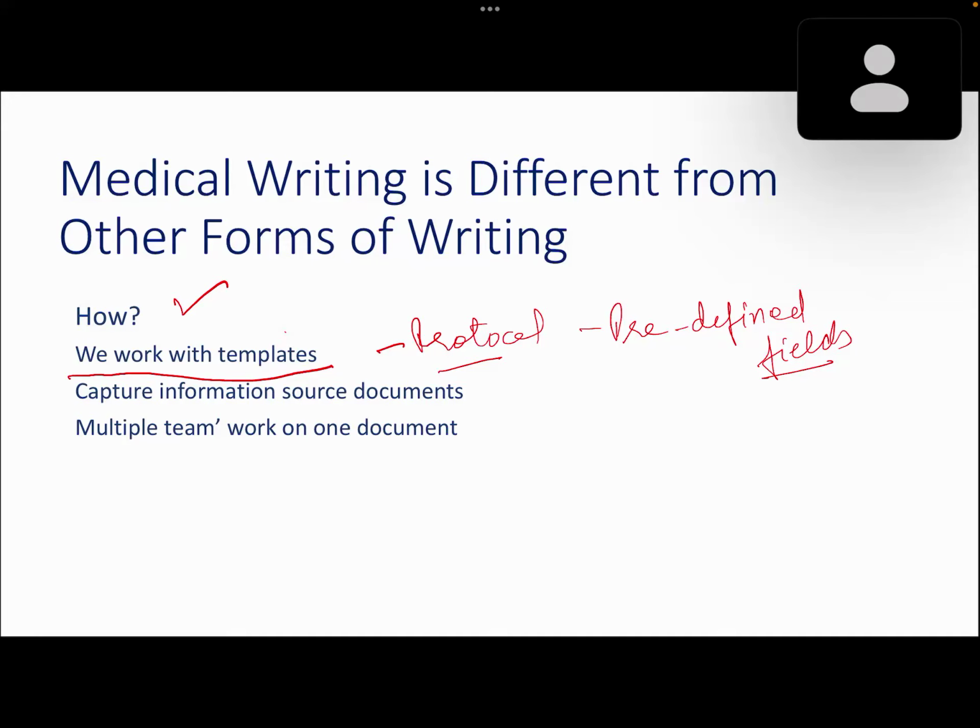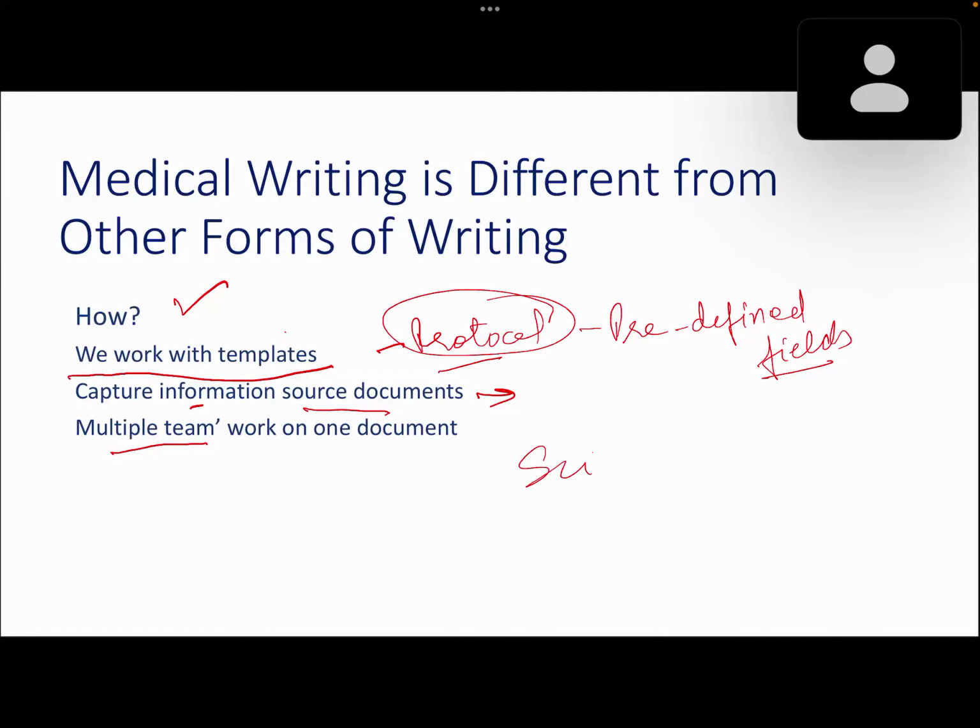I have a few slides on AI also. Capture information on the source document. You always have a source document from where you can copy the information. Multiple team members: it's not only you working on writing the full protocol.